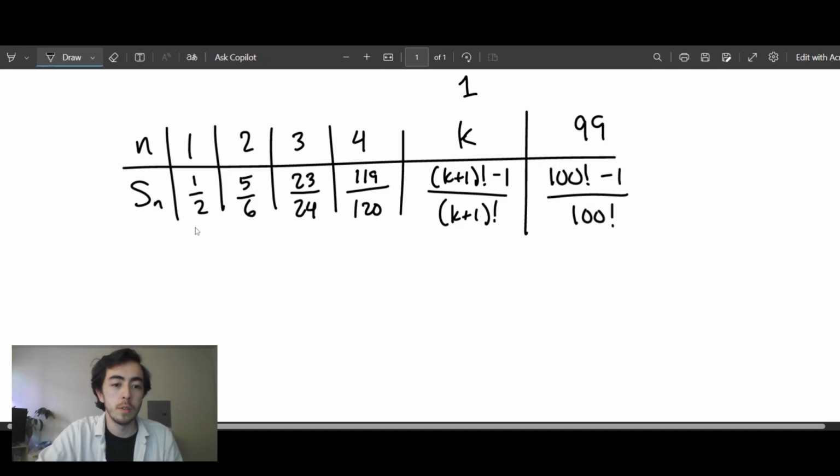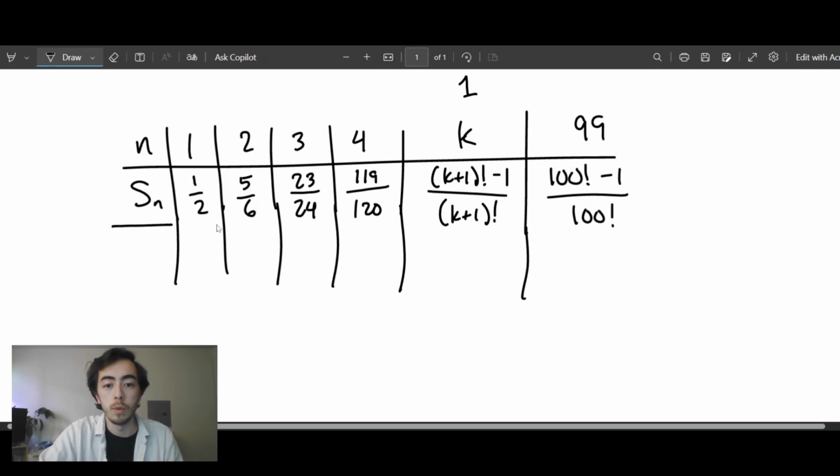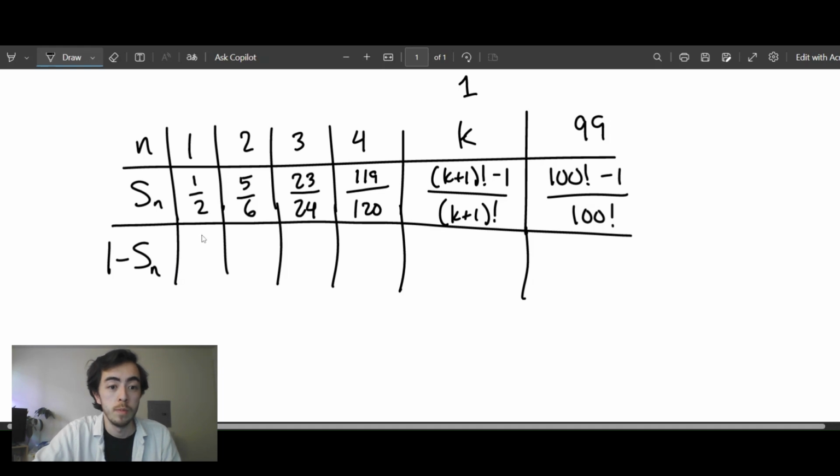And I think it'd actually be useful to just show how far away from the number 1 I am, because this sum is supposed to be 1 today. So if I do 1 minus my partial sum, this value shows me how close I am to the number 1. So this would be 1/2. This is 1/6. This is 1/24. This is 1/120th. And so this pattern right here looks like it's just 1 over k plus 1 factorial.